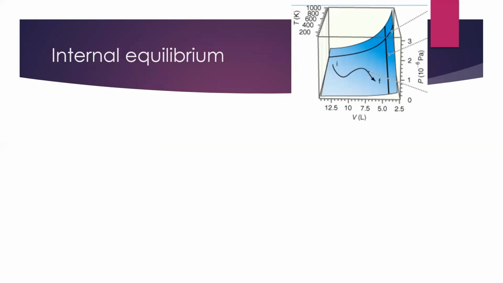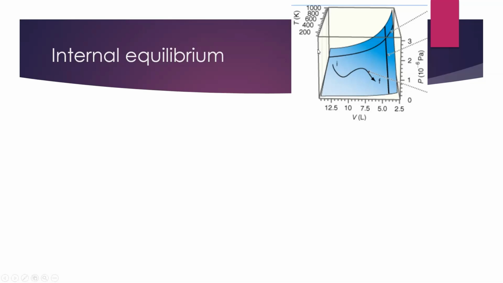I want to take a brief second here and talk about the idea of internal equilibrium. Internal equilibrium is basically a fancy way of saying that our systems obey the ideal gas law. And that is going to be an assumption that we make for all of our thermodynamic processes. So here, this is a 3-dimensional representation of the ideal gas law. You see the relationship of pressure, volume, and temperature here.